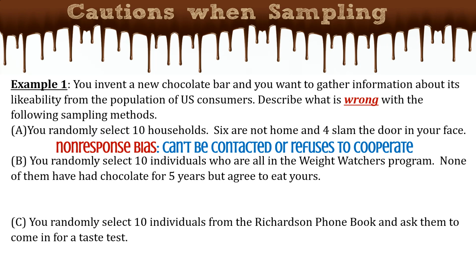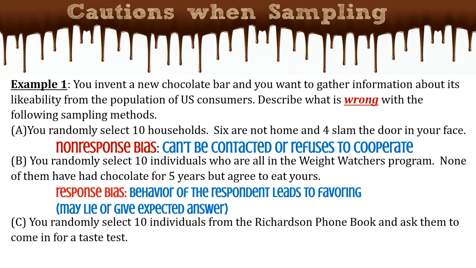The next one, you talked to people from Weight Watchers. None of them have had chocolate in 5 years, but sure, I'm going to try yours. This is the opposite problem. This is a response bias because the behavior of that recipient leads to some kind of favoring. Or maybe they've lied, or they've given the expected answer. Talking to your 16-year-old daughter saying, hey, have you smoked at all? No, absolutely not, oh no, not me. You're probably going to get a response bias.